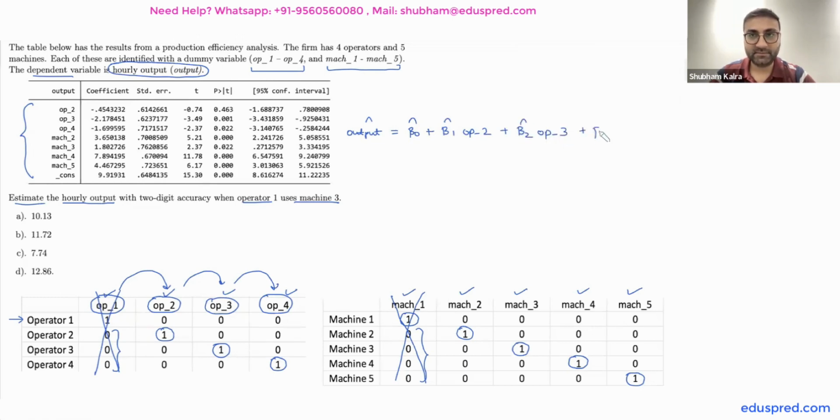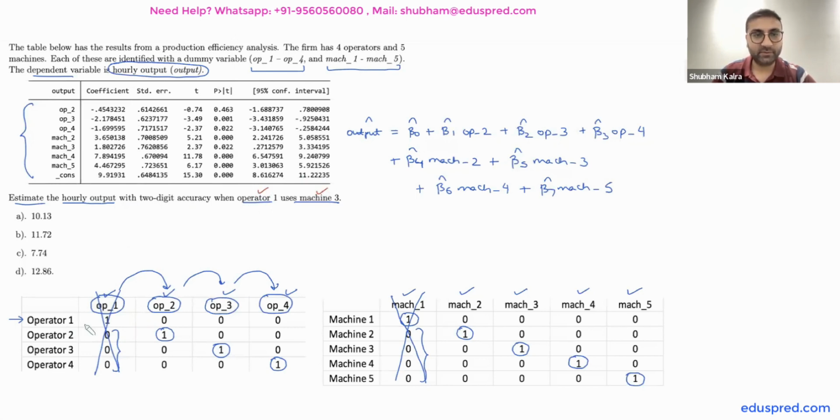OP_3 plus beta 3 hat OP_4 plus beta 4 hat MACH_2 plus beta 5 hat MACH_3 plus beta 6 hat MACH_4 plus beta 7 hat MACH_5. Okay, so this is the estimated equation. Now they are asking us that we are working with operator number 1 and machine number 3.